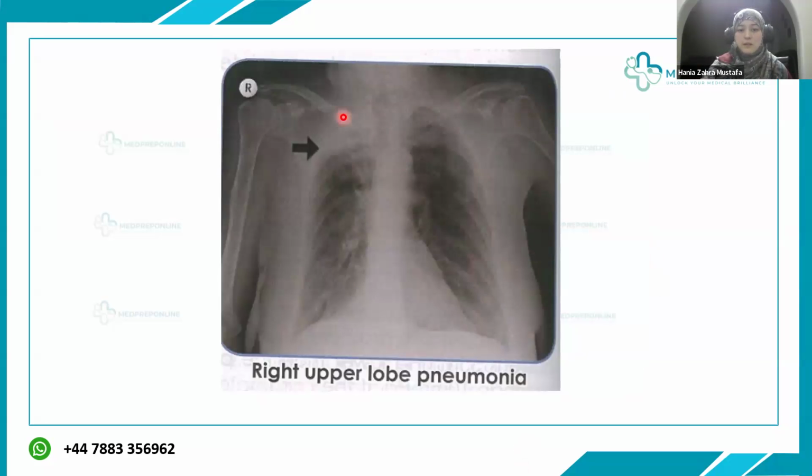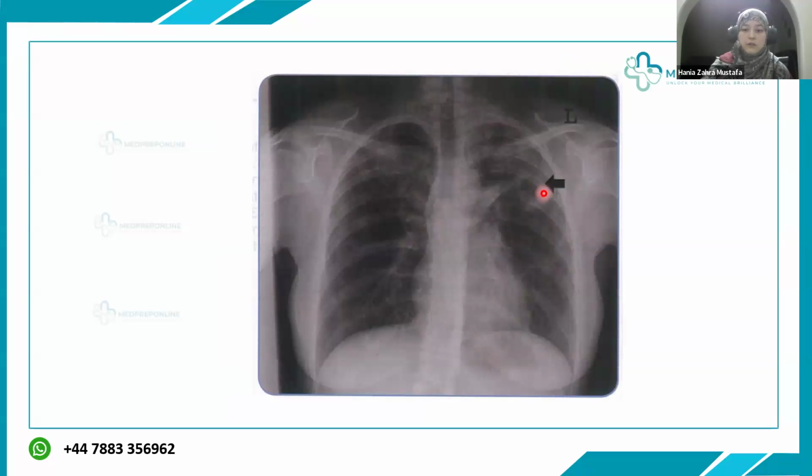Okay, this one is a right upper lobe pneumonia. You can see the consolidation in the right upper lobe. Moving on to the next one. Can anyone tell what this is?